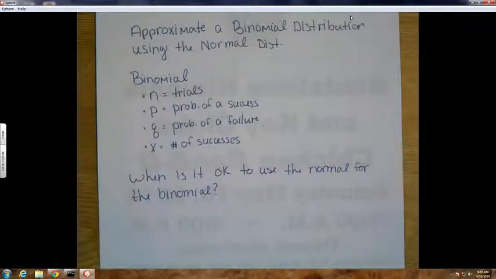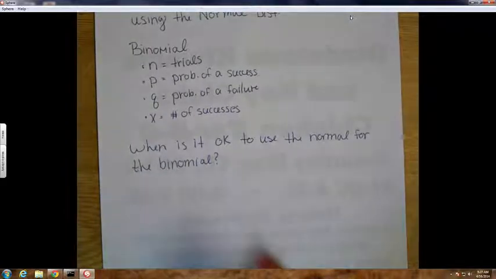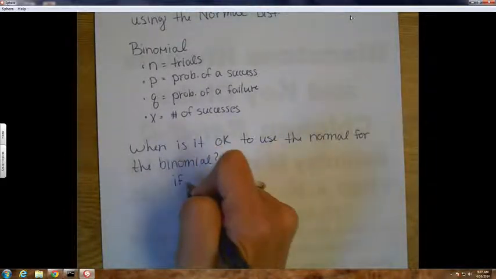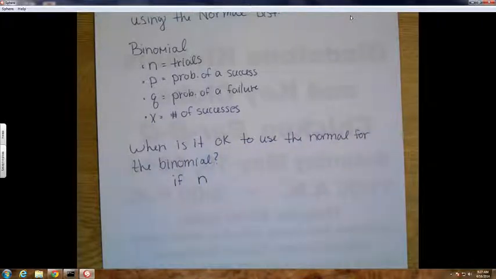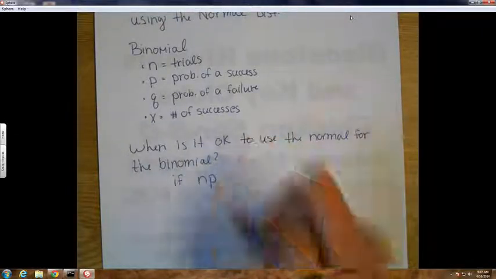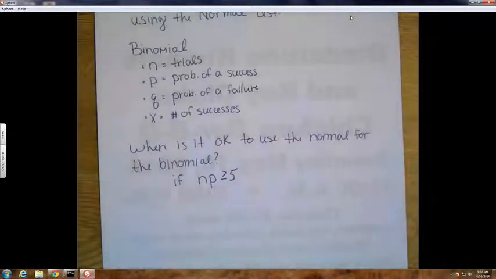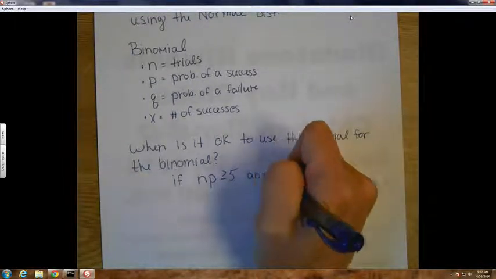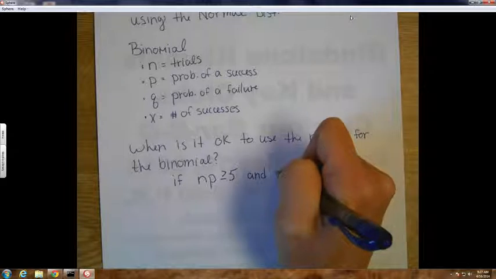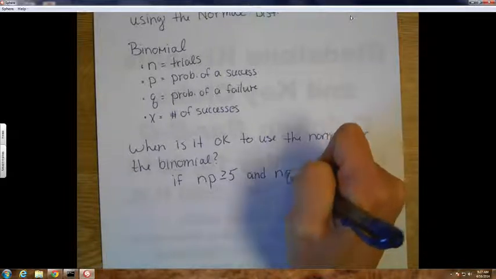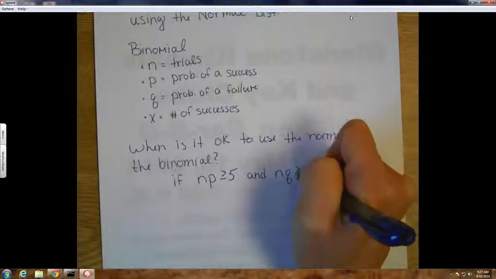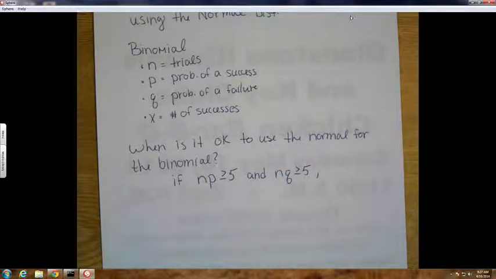And there's a little check. Basically, your sample has to be large enough. Two things have to happen. If your sample, or how many trials you're doing, times the probability of a success is greater than or equal to 5, I don't know where that magic number comes from, and two things have to happen, the number of trials times the probability of a failure also has to be greater than or equal to 5. If both of those are true, then you can use the normal.